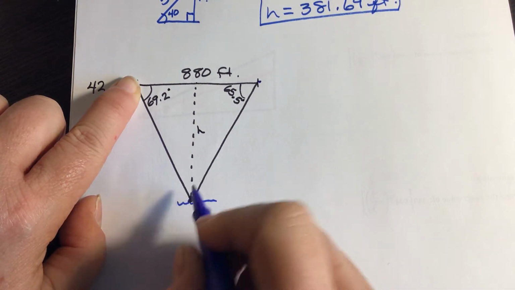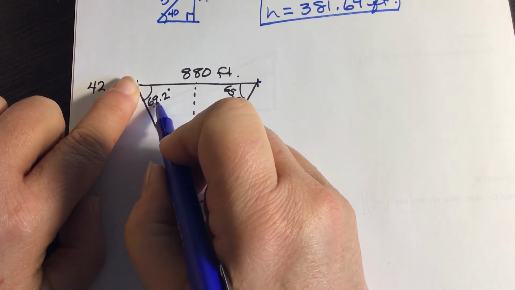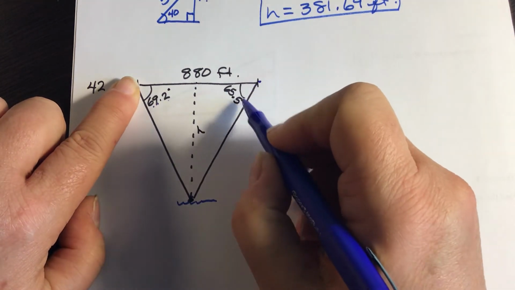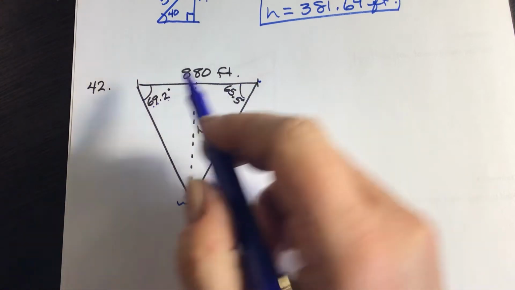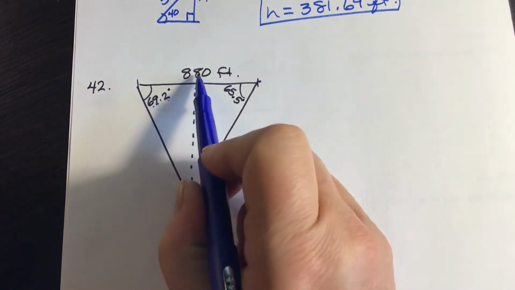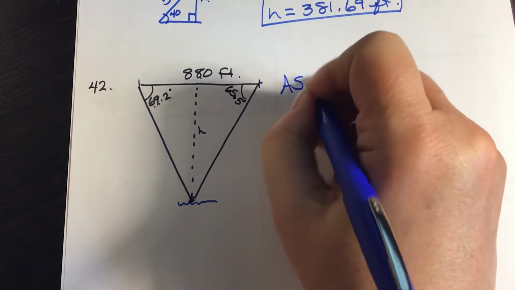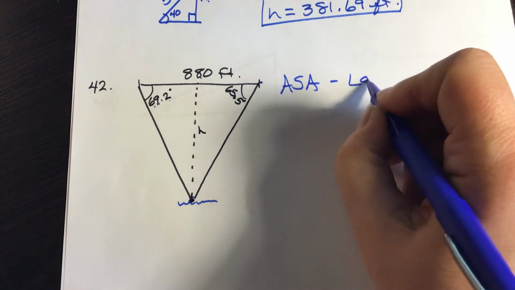That's down here. This angle of depression is 69.2 degrees. This angle was 65.5 degrees. Okay, so again, we have angle, side, angle. And we're going to use the law of sines for this as well.